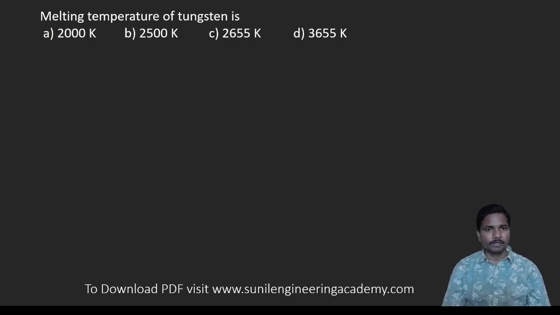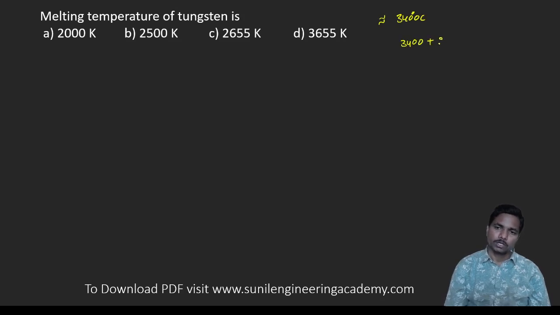So the melting point of tungsten is approximately 3400 degrees centigrade. If you convert into Kelvin, adding 273, it is 3673 Kelvin. So approximately you can go with 3655. Okay, 3655. Coming to the next question.